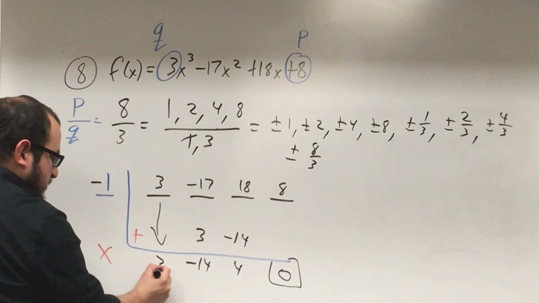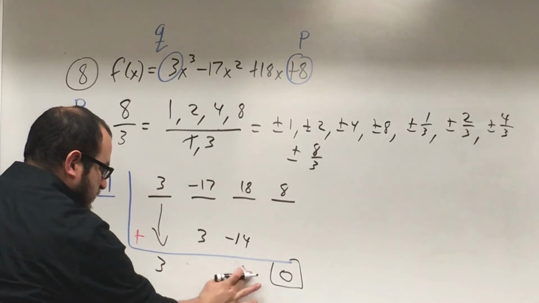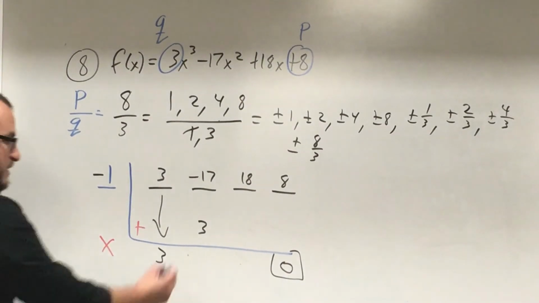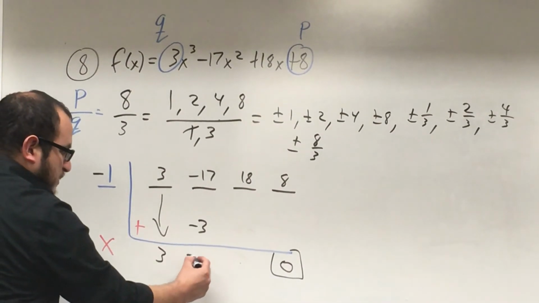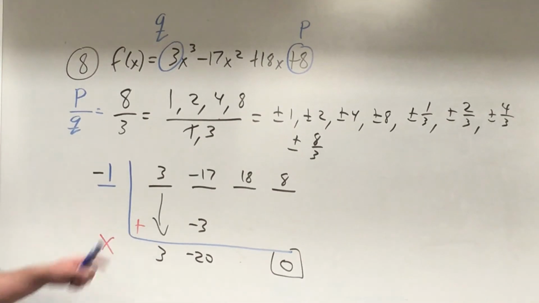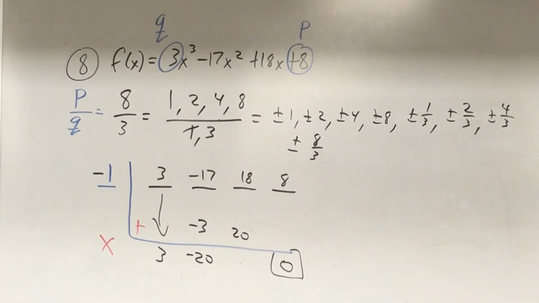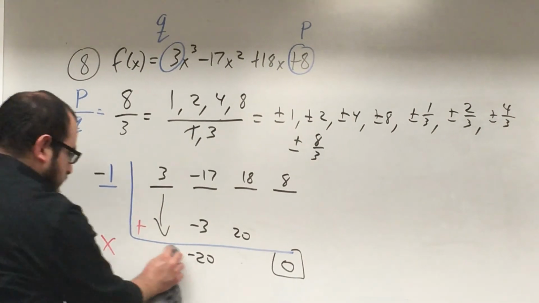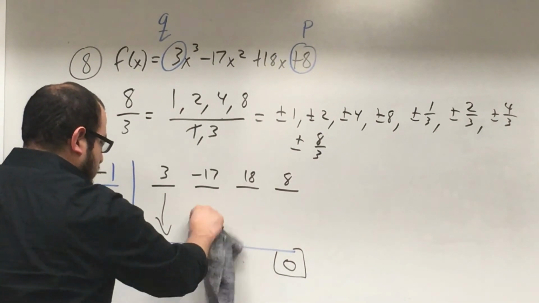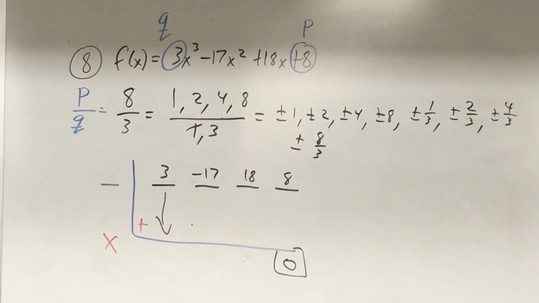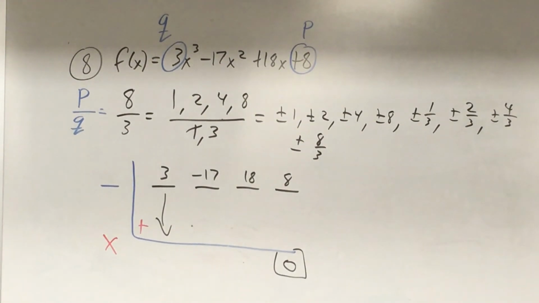So this stays the same. Okay. Negative 1 times 3 is negative 3. This will give me negative 20. Negative 1 times negative 20 is 20. And that's not going to work either. So our rule of thumb failed. So let's go ahead and try positive 2.